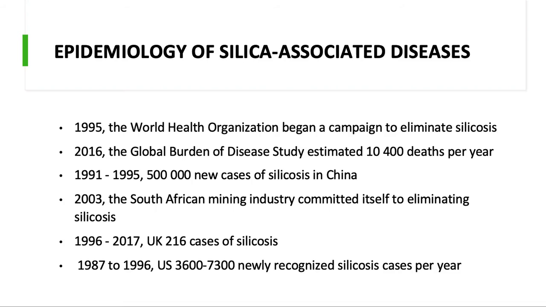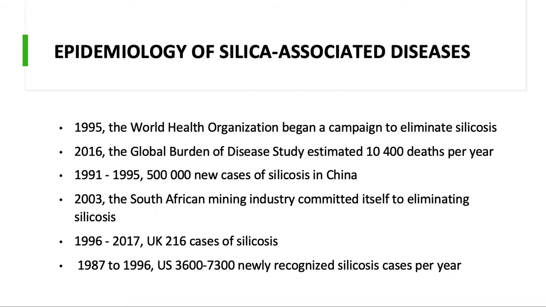In high-income countries, due to improvements in dust control measures, there have been reductions in the incidence of silicosis over the last 50 years. In the UK, between 1996 and 2017, there were 216 cases of silicosis reported to a surveillance program and an estimated 700 cases for the country as a whole. The mean age was 61, but the youngest was 23.